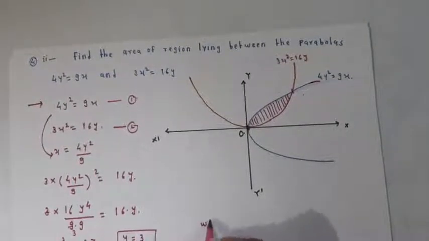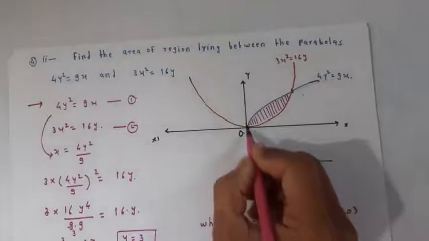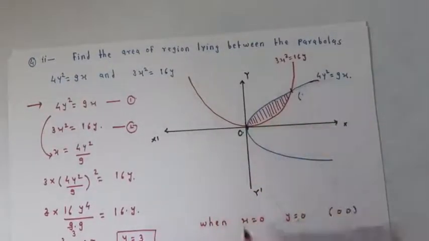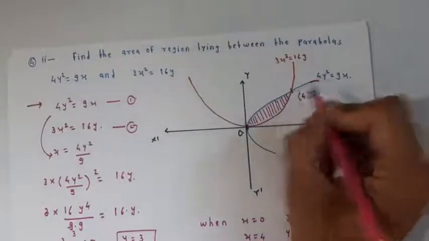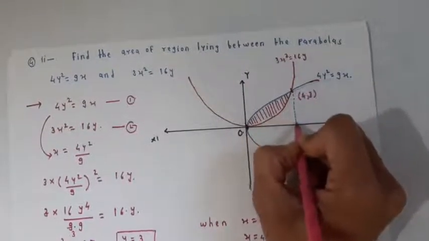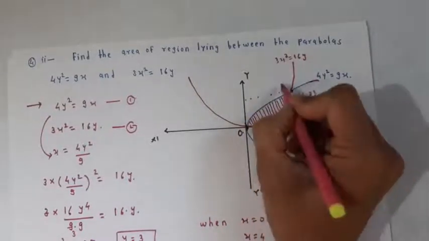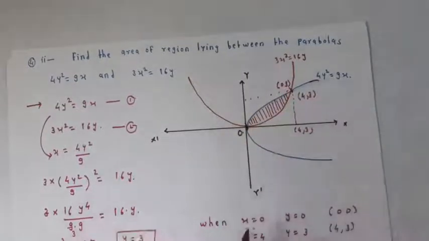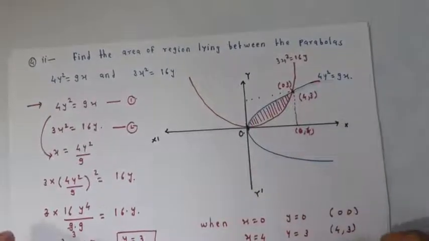So when x equal to 0, y equal to 0, therefore the point of intersection is 0, 0, and another point of intersection is when x equal to 4, y equal to 3, that is 4, 3. That is, on the x-axis the distance is 4, and on the y-axis the distance is 3. Like this.